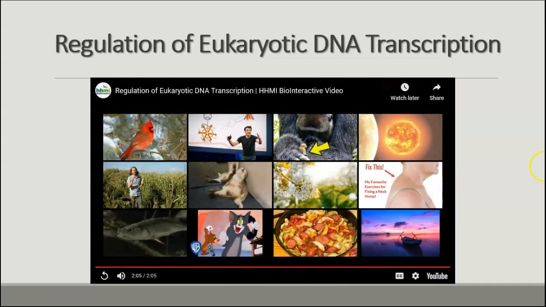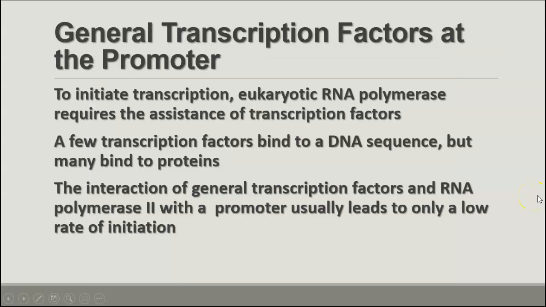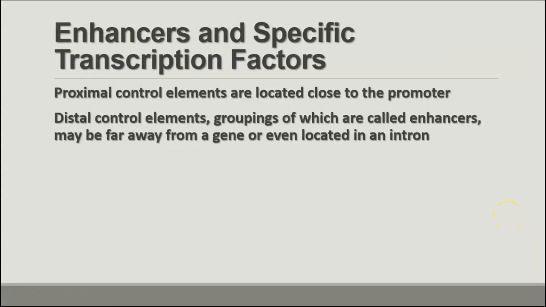So lots of different things involved in both nearby the gene, the proximal regions, and then also farther away, the distal regions. All right, so there are various transcription factors that were talked about in the video, okay? And some of them bind to the DNA, but some of them bind to proteins as well. And so basically the interaction of those with the RNA polymerase is going to lead to only a low rate of initiation rather than having all those enhancers and things like that.